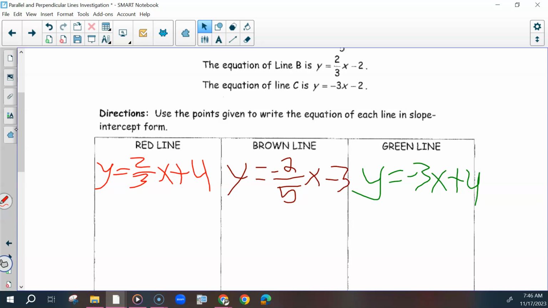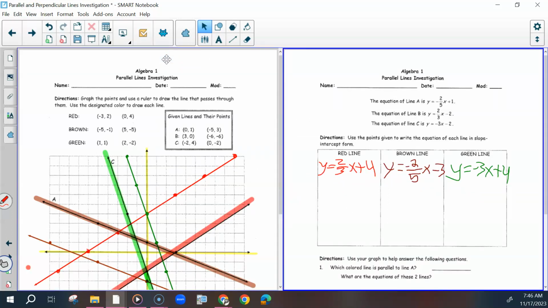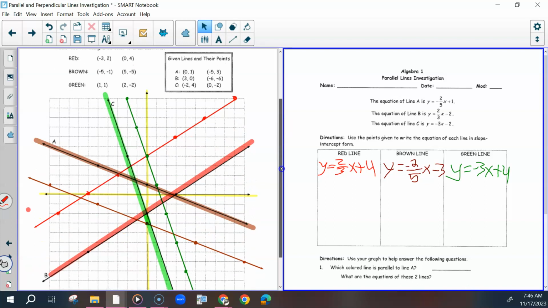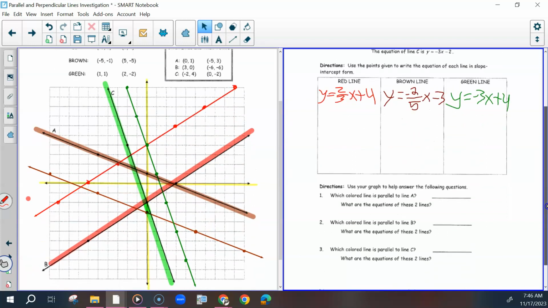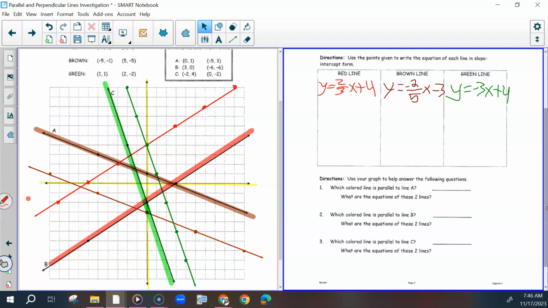Okay, so on the bottom of that page, it asks about parallel lines. So I'm going to pull this back up. One, we need to know what is a parallel line. Does anyone know what that means? It's like two lines that are never attached. Okay. So if we're saying there are two lines that don't touch, if I'm looking at line A, which line is a line that would not touch that line? Brown. So we would write brown here.